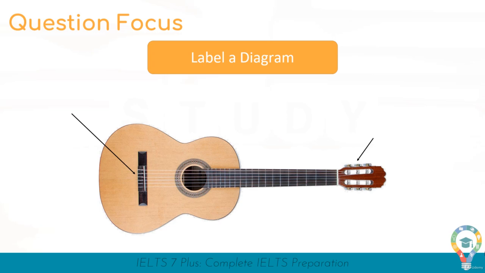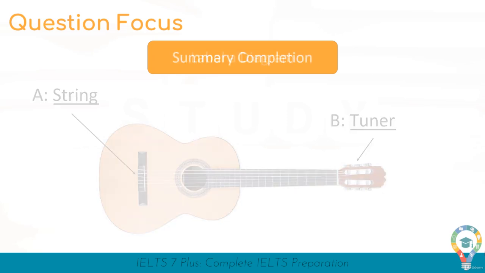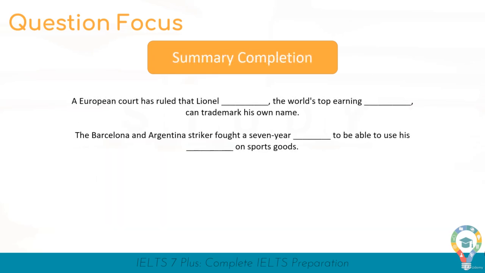Okay, moving on, we have label a diagram, and here is a picture of a guitar. Quite simply, we label like this. A would be string, B would be tuner. Now, again, the answers come from the text. Next up, we have summary completion.